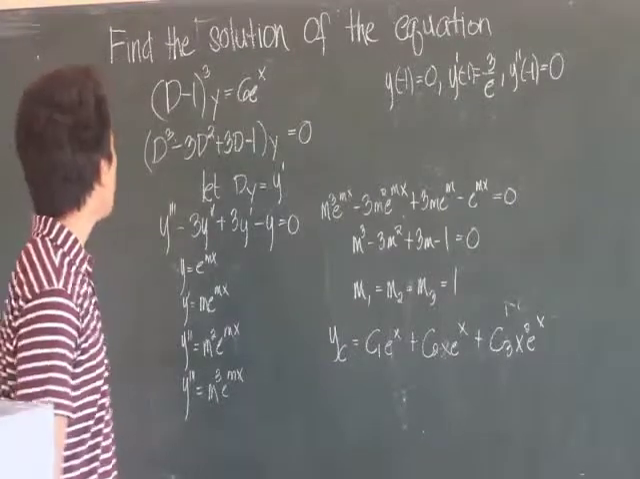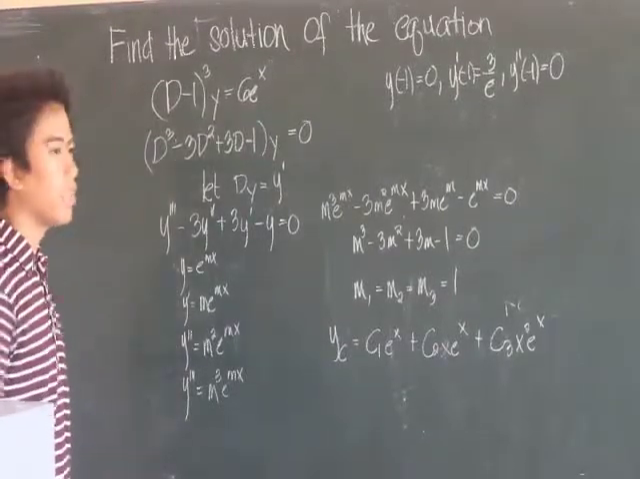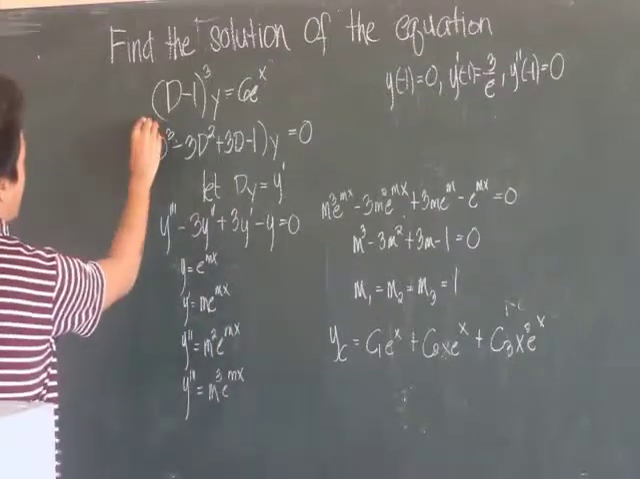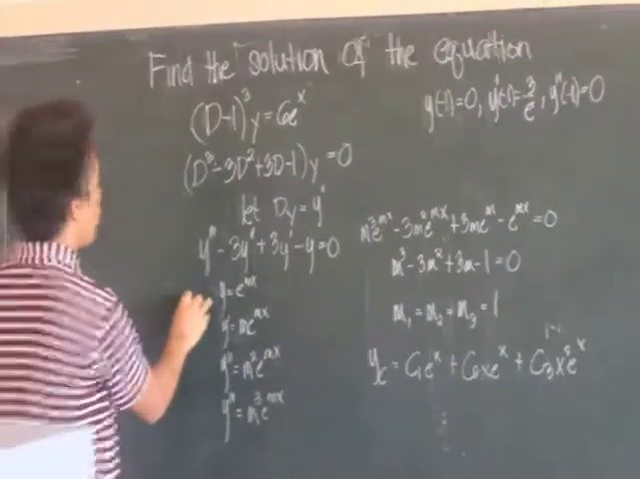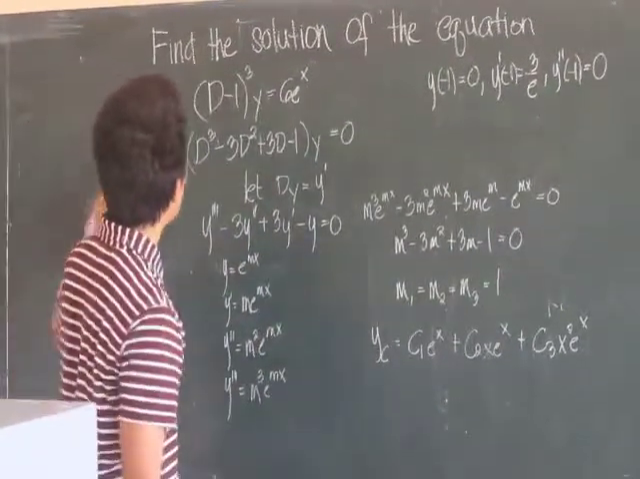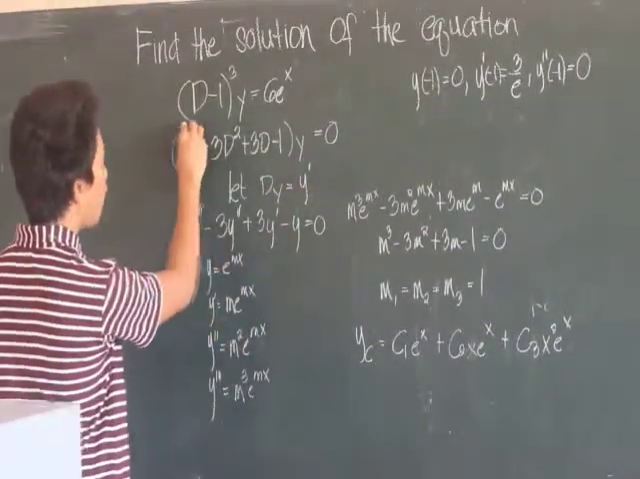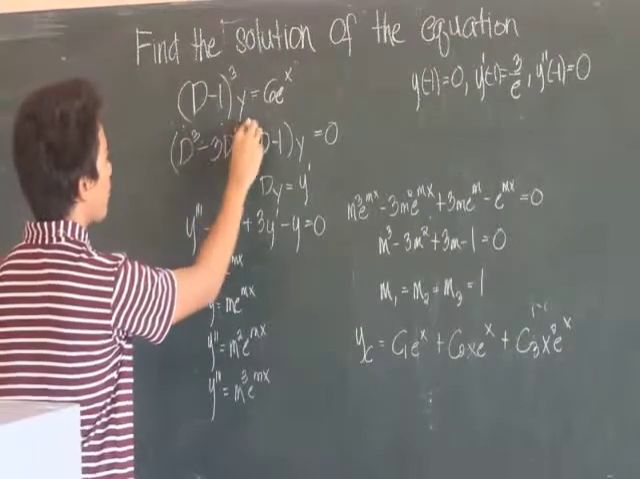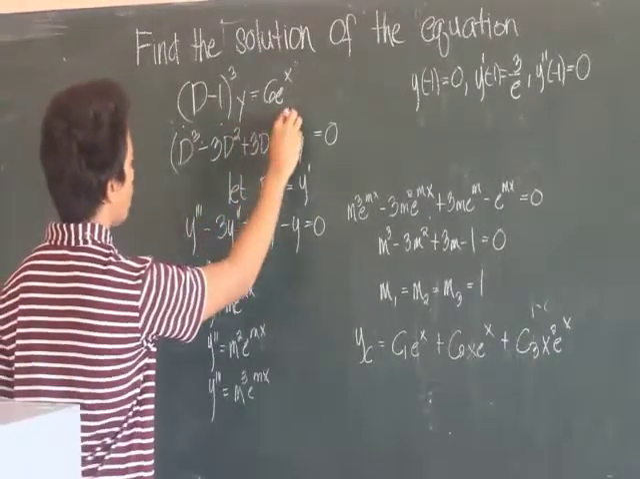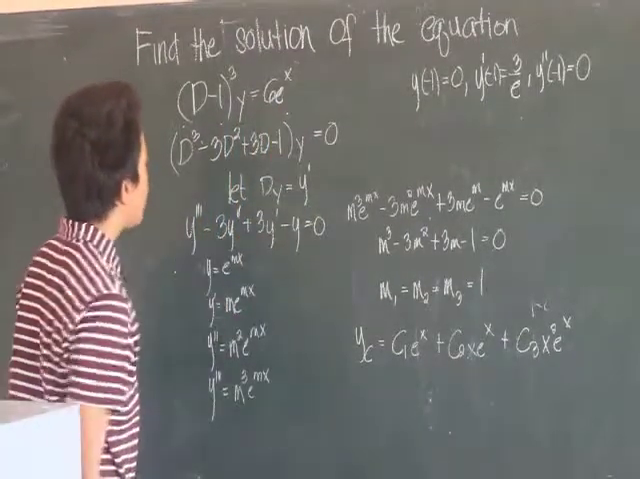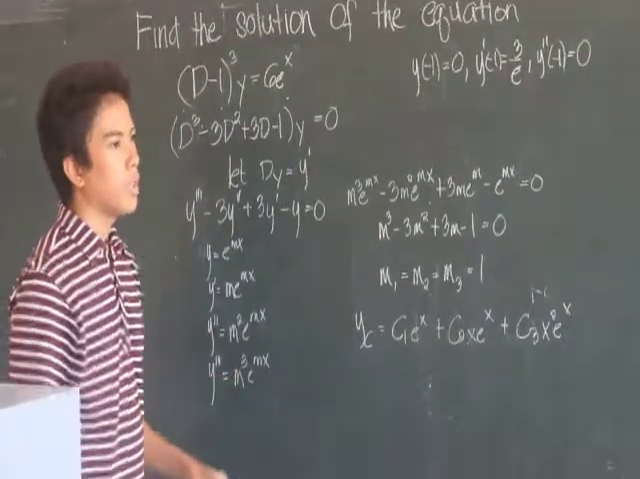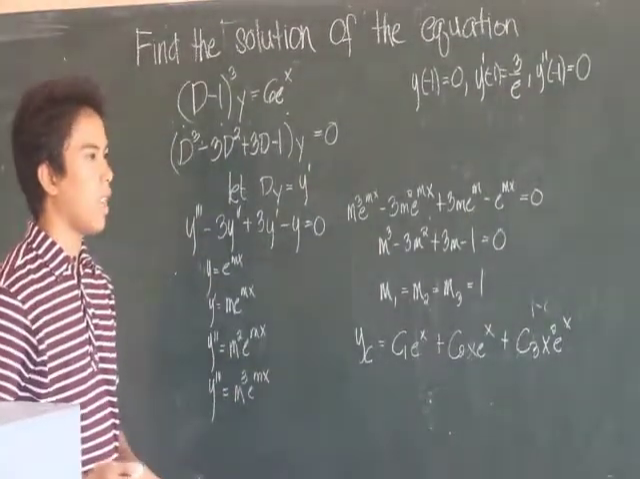Hello, today we're going to solve a higher order differential equation. In this case, this is a third order differential equation. So we're asked to find the solution of the equation (D minus 1) cubed times y is equal to 6e to the x. To solve this, we have to solve for the yc and yp.